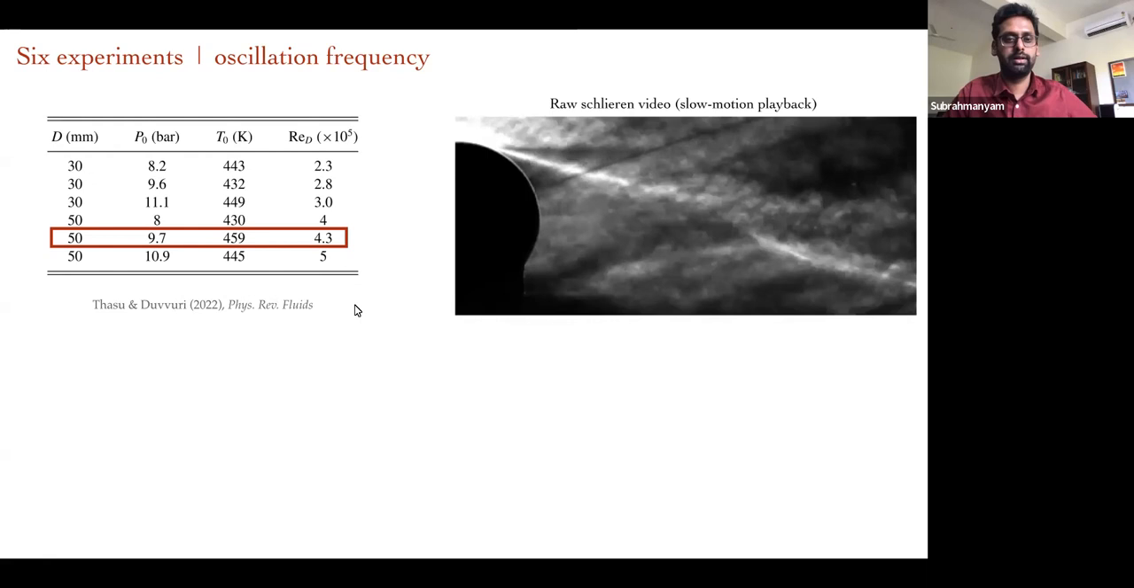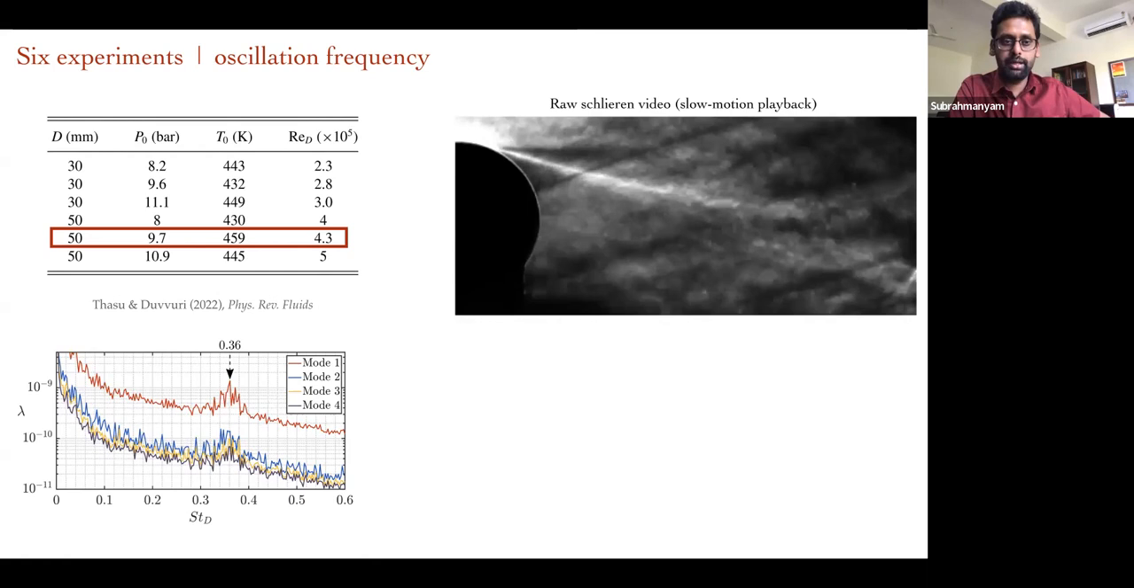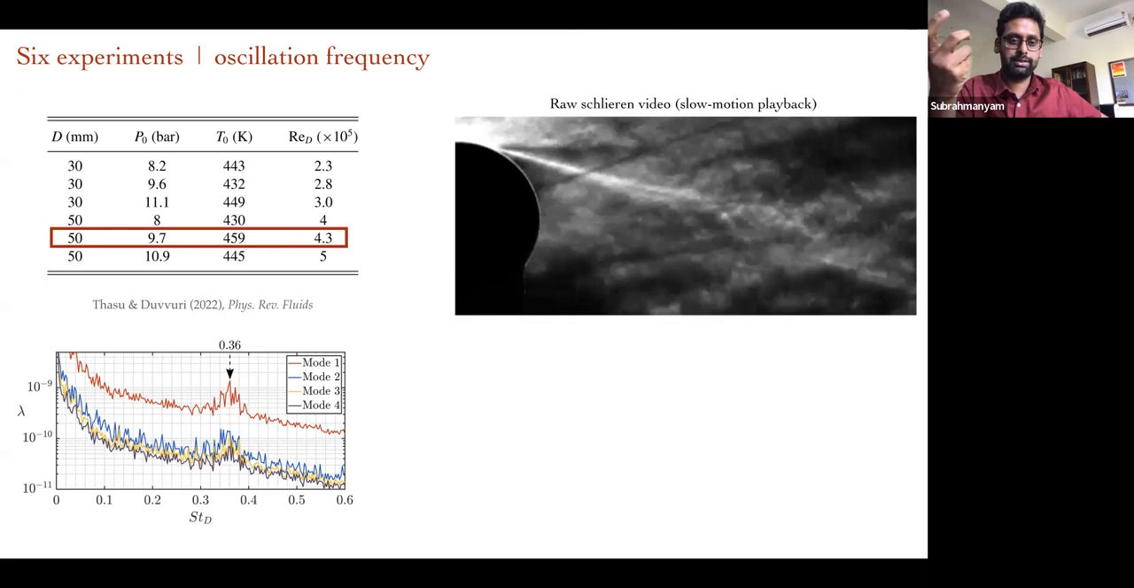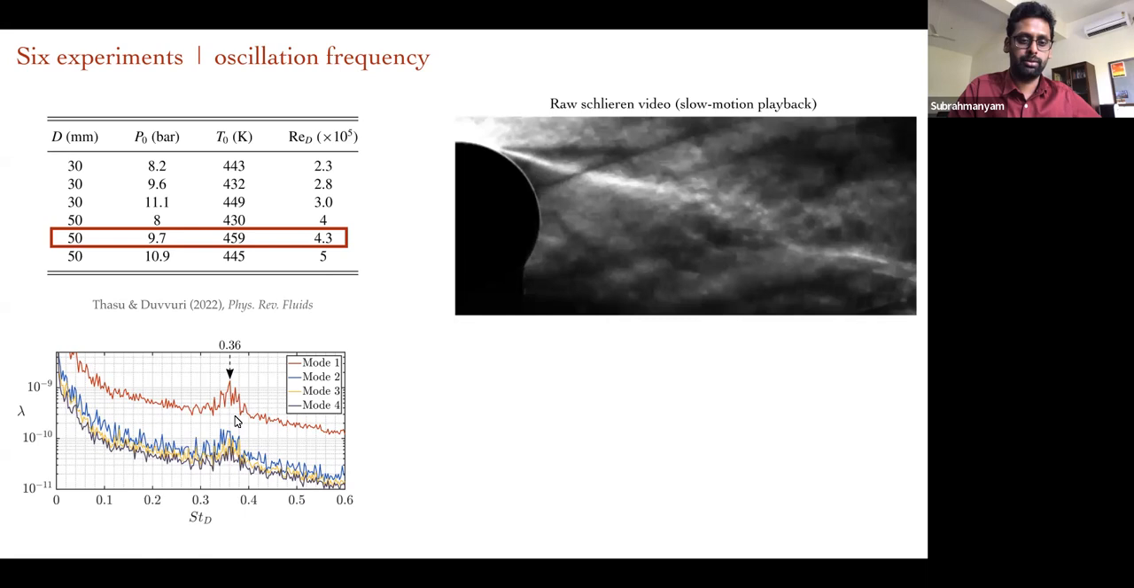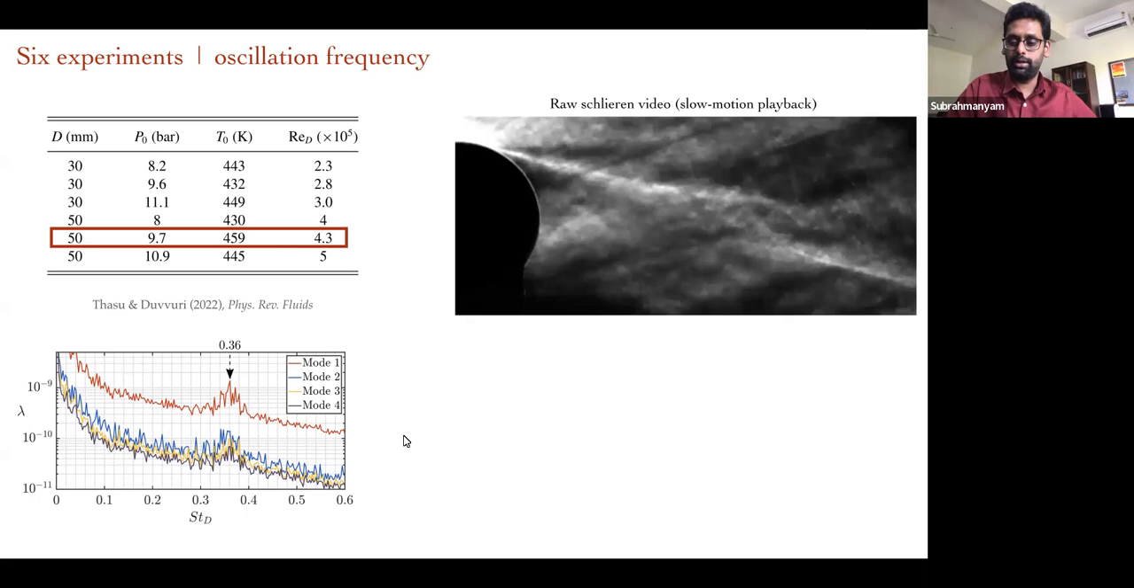All right. So again, we use SPOD to extract a coherent time scale for the oscillations in the wake. Here's the SPOD spectrum for this case, which shows that at a non-dimensional Strouhal number of 0.36, there's a clear peak in the spectrum. So that allows us to objectively infer a time scale for these oscillations.